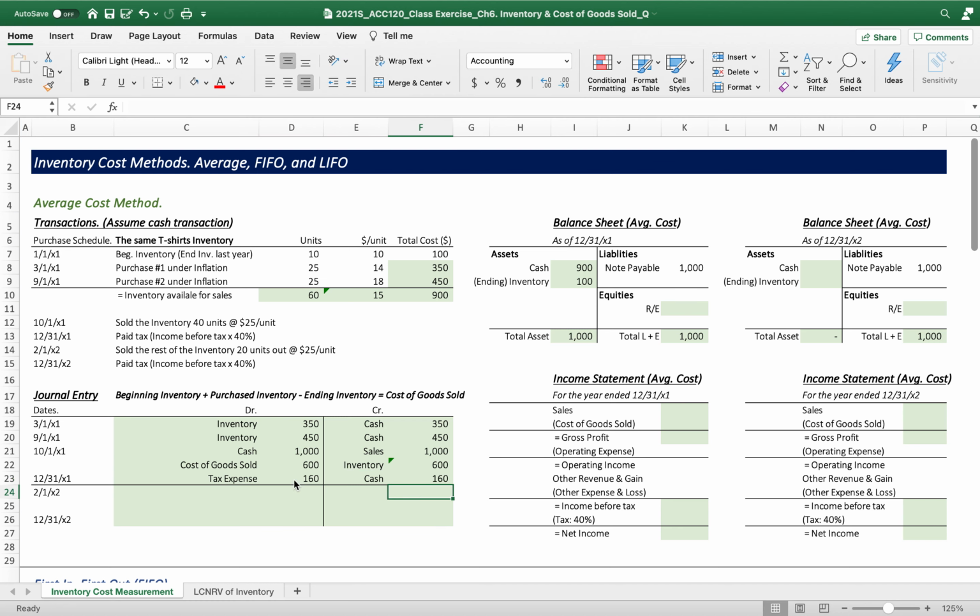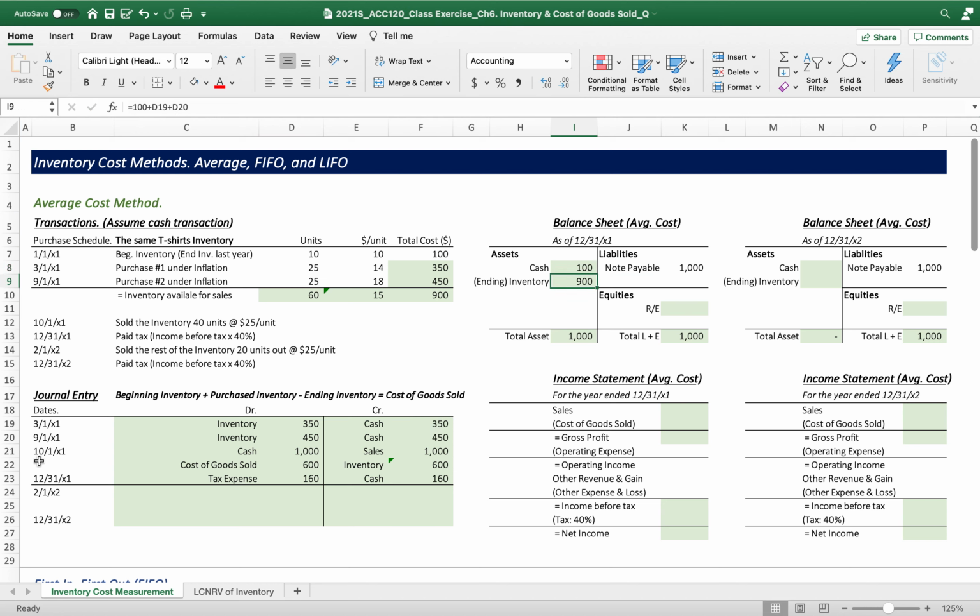Okay. Then let's record this. Let's post the journal entries into the balance sheet. First, inventory up by $350, and then cash out $350. And then inventory again increased by $450, the additional inventory purchased. Then by this amount, cash out, right? The cash out.